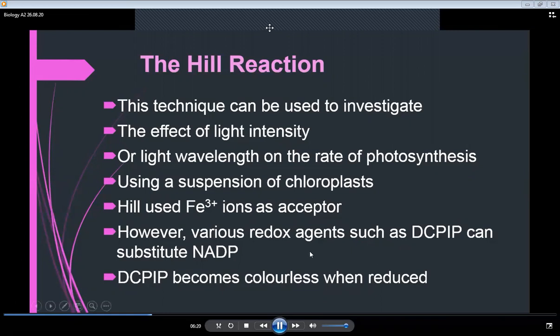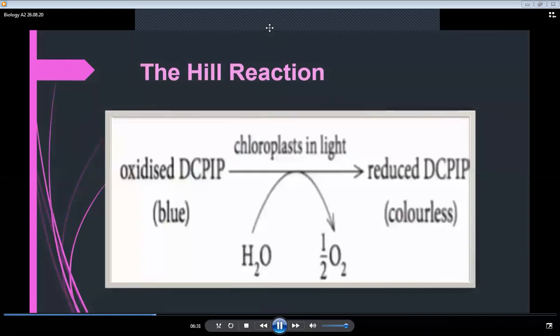And for that we are going to use some redox agent such as DCPIP, which can substitute the NADP. And DCPIP, once again, becomes colorless when reduced. This is the equation for this. You can see over here, this is the oxidized DCPIP, which is blue in color.